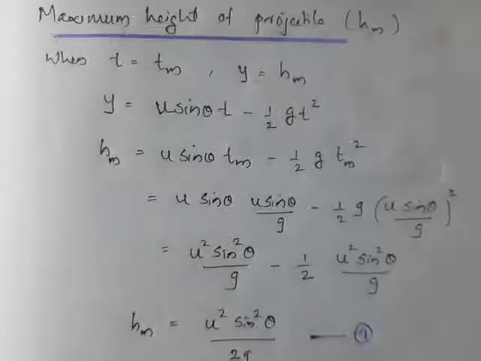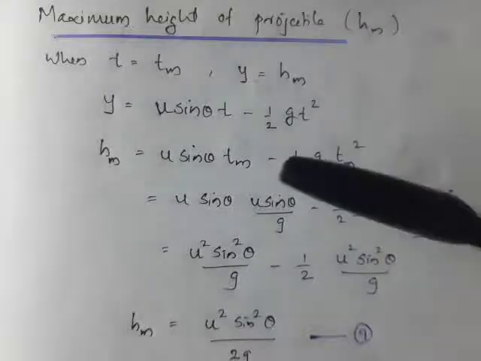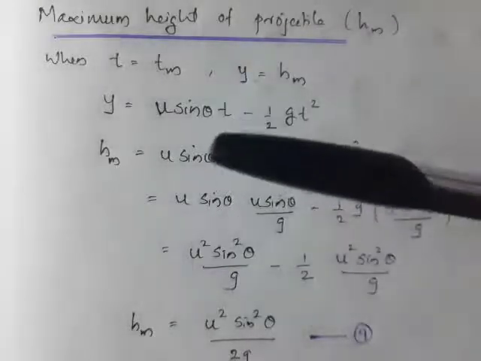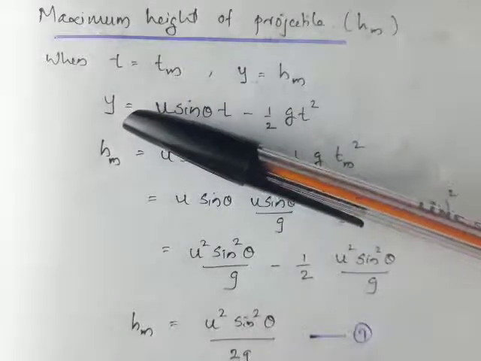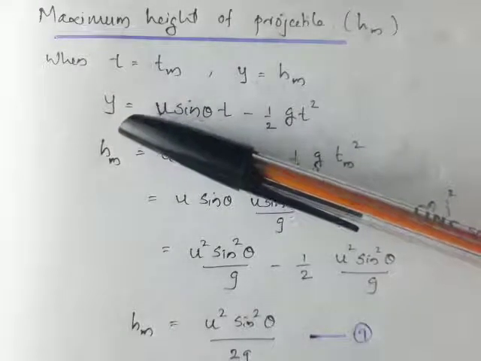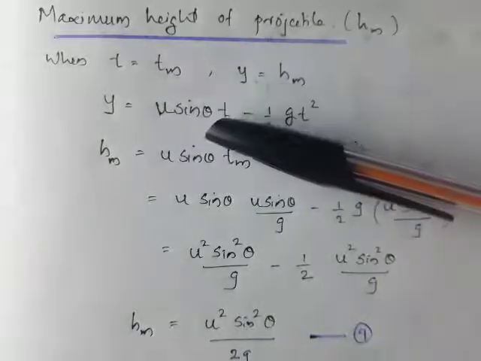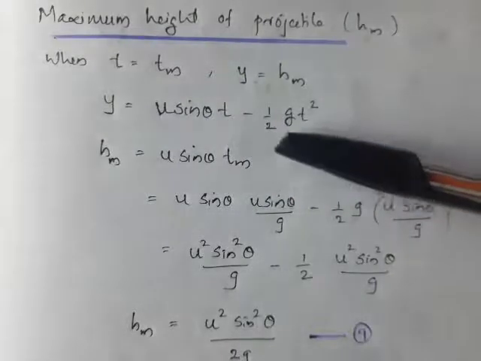Another idea regarding projectile is maximum height of the projectile. We know that when time is Tm, that is u sine theta by g, the projectile reaches the maximum height. So we can calculate what will be the maximum height covered by the projectile using that equation. The maximum height in the y direction is marked as y itself, u sine theta t minus half gt square.